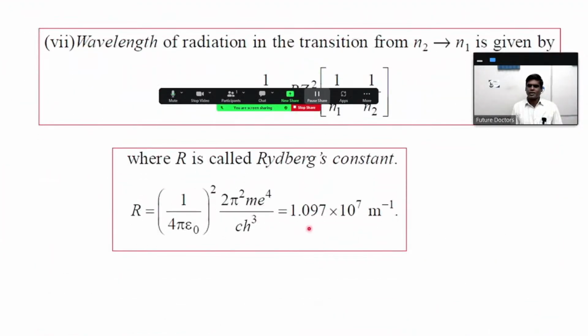The wavelength of radiation in the transition from n2 to n1 is given by 1 by lambda equal to R into Z square into (1 by n1 square minus 1 by n2 square). And here R is the Rydberg constant, that is (1 by 4π epsilon naught) whole square, 2π square m e power 4 by c h cube. Its value is equal to 1.09 into 10 power 7 per meter, because its value is a constant.